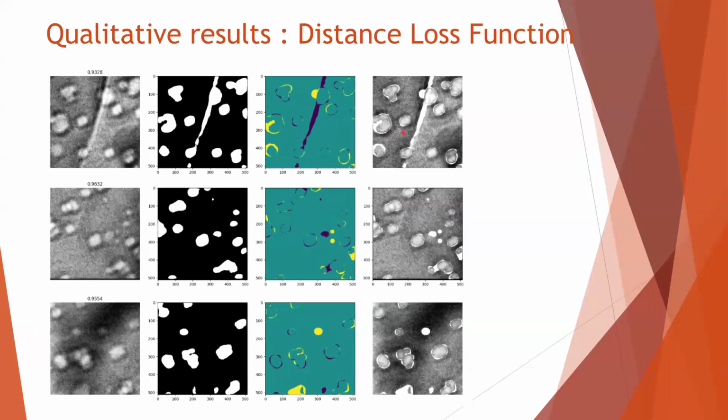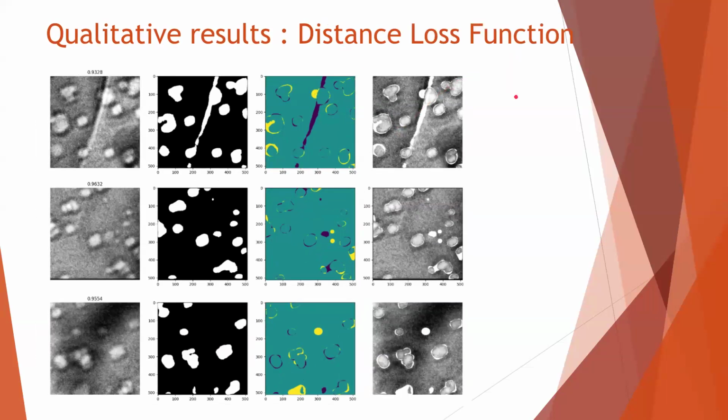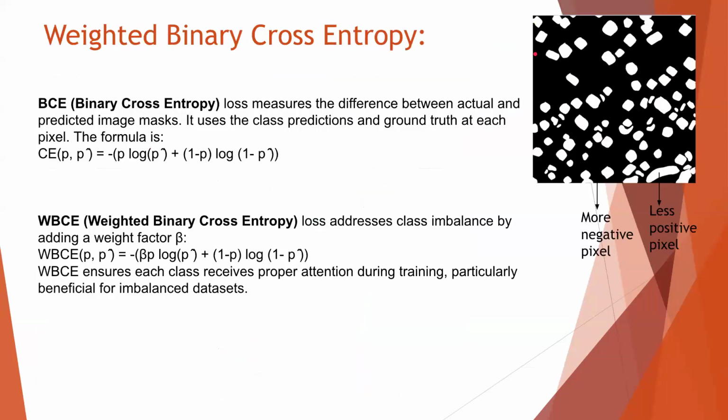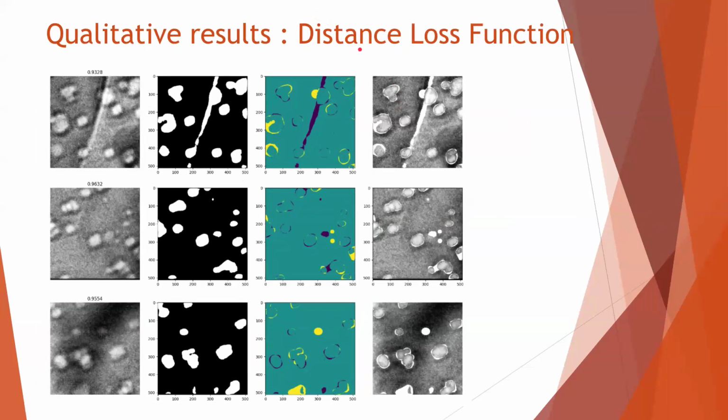So what we did, we created our own loss function. Here we created something called the distance loss function. I showed you earlier the result between two loss functions, which was weighted binary cross entropy and the distance loss function.